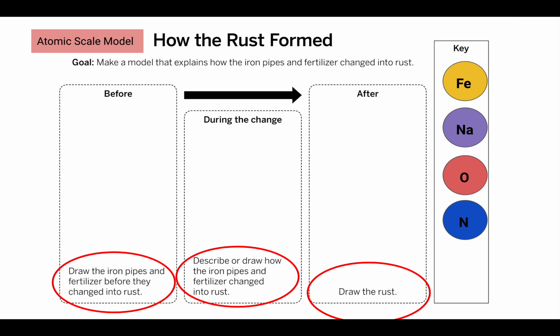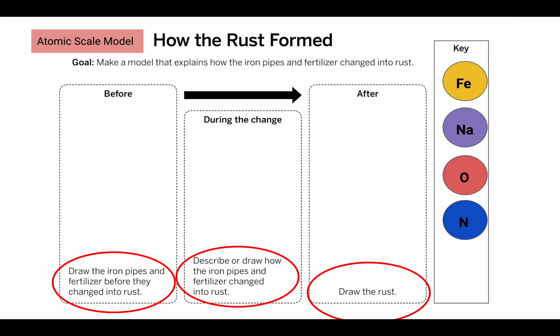So we've got a box that is indicative of before, during the change, and after. And take a look at the directions down below. So in the before box, I want you to draw the iron pipes and fertilizer before they changed into rust. Again, this is the atomic scale model. So you're going to use the billiard ball models, and I've got a key over there on the right side. And the iron pipes would just be the yellow iron molecules. And remember, how many did we need in order to make rust? So go ahead and represent those over there on the before.